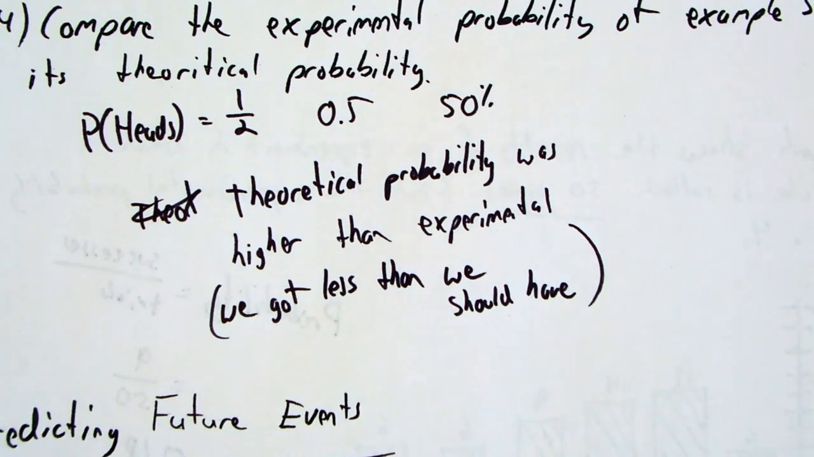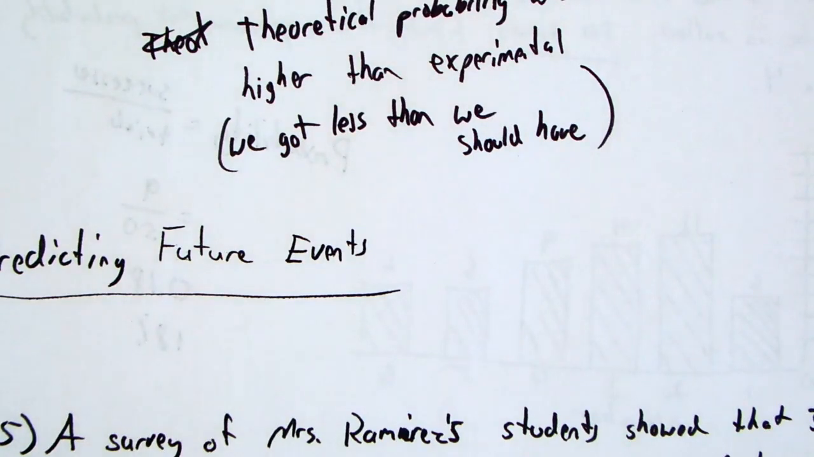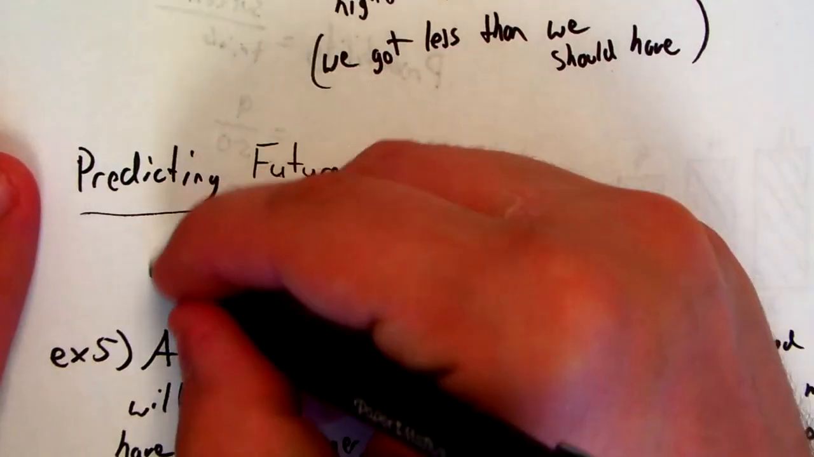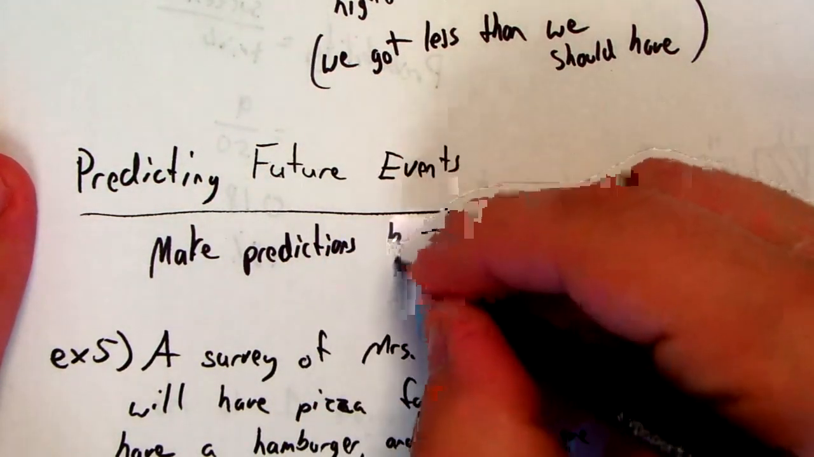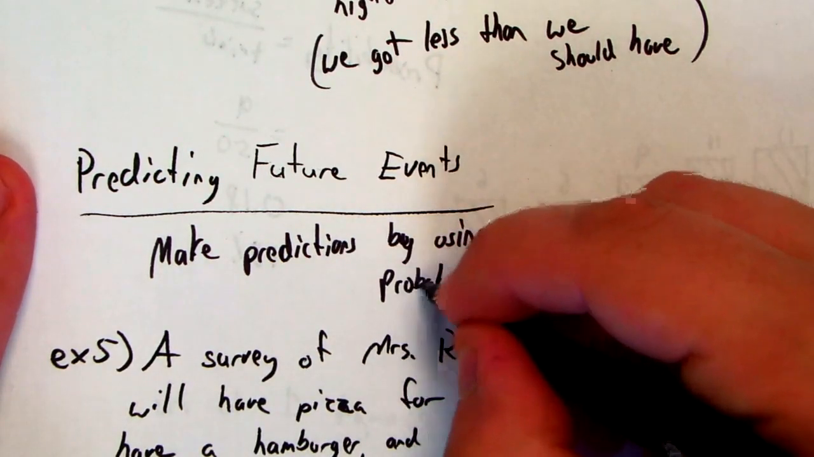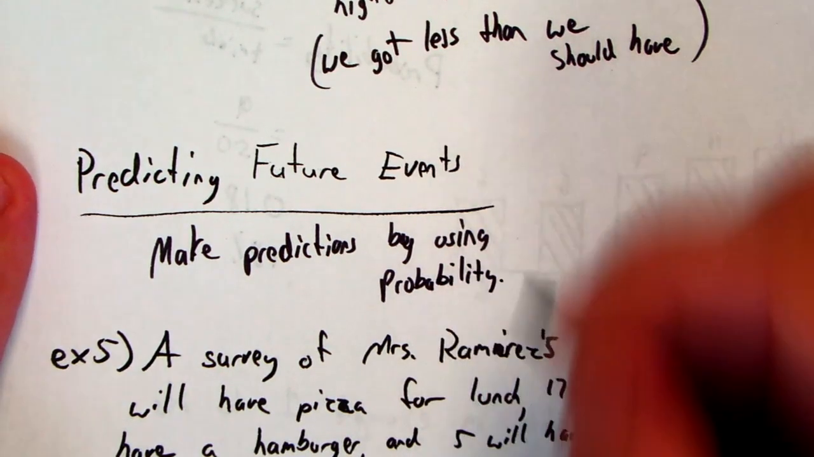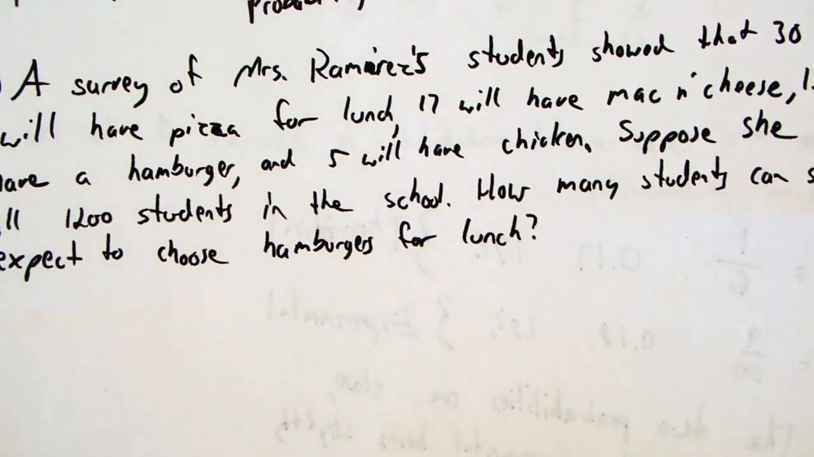Now, the last thing that we can do with experimental probability is talk about predicting future events. So we can make predictions by using probability. Essentially what we'd be doing here is saying, well, if the probability of getting this many numbers with this small group of people, we can extend that over a larger population, which is going to be a kind of an introduction to statistics, which we'll do later.